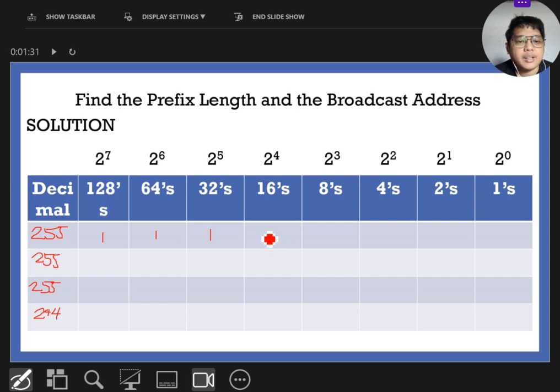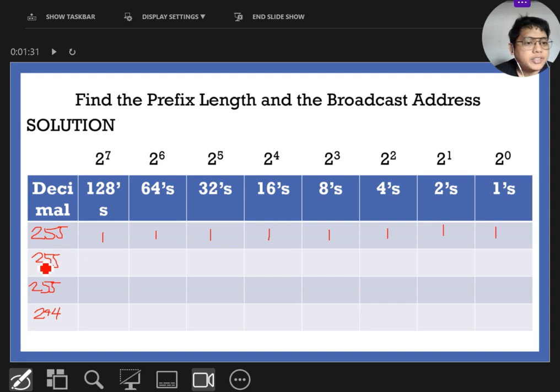How many 16s are there in 31? Only 1. So 31 minus 16, our current remaining decimal is 15. How many 8s are there in 15? Only 1. So 15 minus 8, we have 7. How many 4s are there in 7? Only 1. So 7 minus 4, we have the remaining decimal of 3. How many 2s are there in 3? 1. So 3 minus 2 is equal to 1. How many 1s are there in 1? Of course, 1.